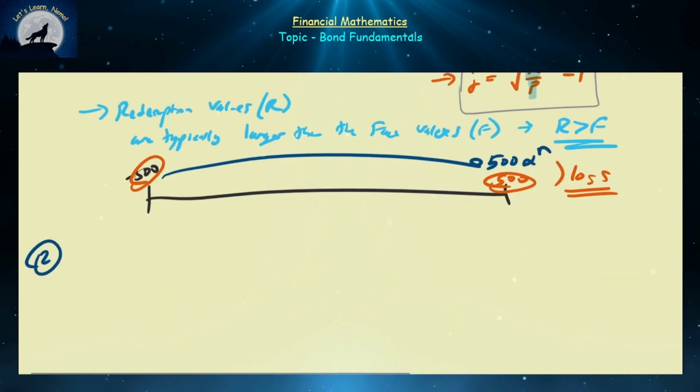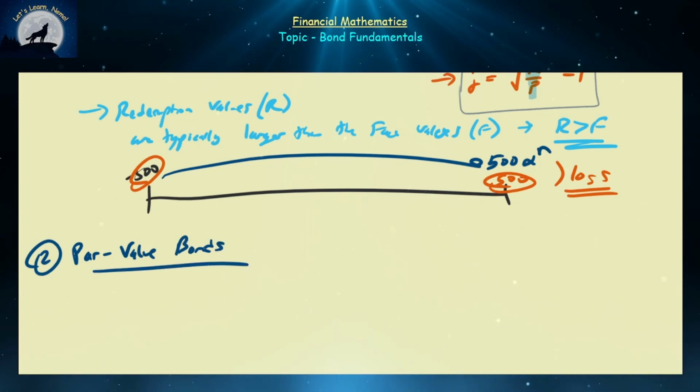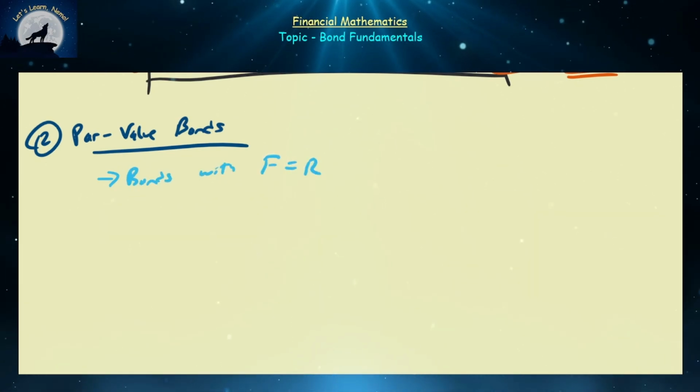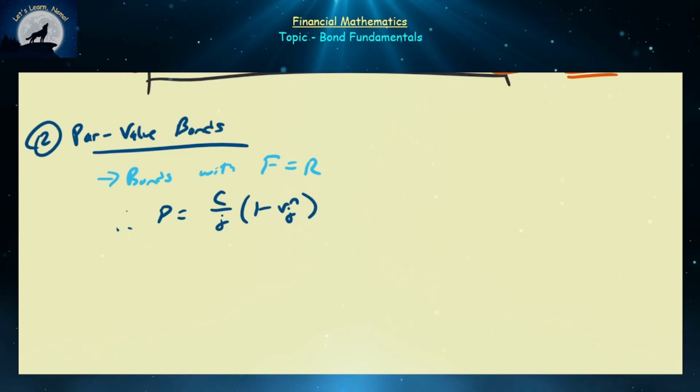So another type of bond that I've already mentioned is called par value bonds. And par value bonds are just bonds with F equal to R. So face value and redemption value being equal to each other. Now, nothing really exciting happens with our formula, because keep in mind generally, let's do the price. So P will be equal to C divided by j times 1 minus nu j to the power of m plus R times nu j to the power of n. So this is obviously the general version of that.